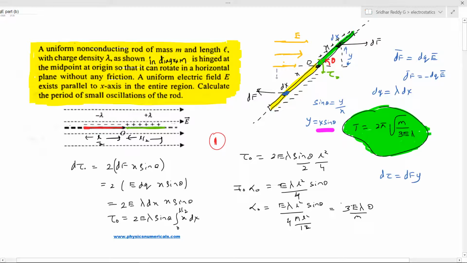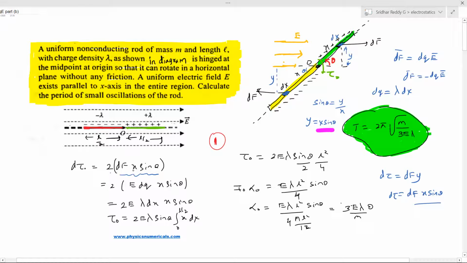What about this distance? This should be y. Again, the same, this will be theta. So further, dF into x sine theta. Look at both: the torque due to the positively charged element and due to the negatively charged element should both be clockwise. So therefore, I'm writing 2 times dF x sine theta.